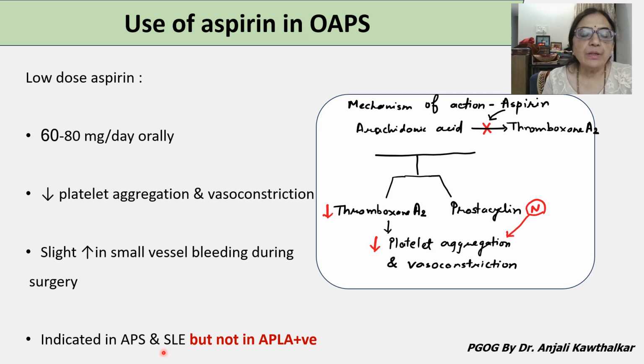patients, but aspirin is not indicated if there is only an increase in antiphospholipid antibodies. So if the antibody titer is raised, that is not an indication to start aspirin, because it has been seen not to change the outcome if there is no APS, no antiphospholipid syndrome, and only the antibodies are raised.